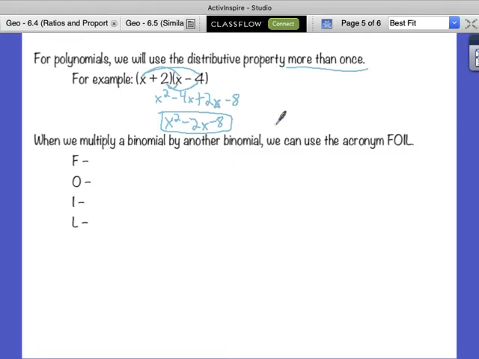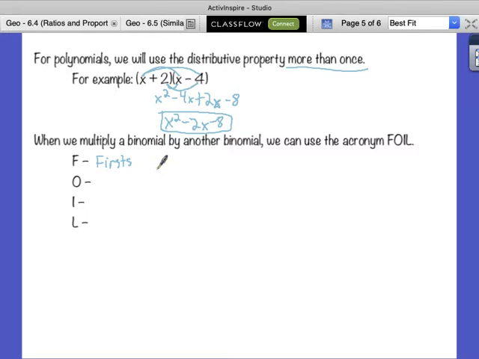Now we have a special name for this, and we call it FOIL. It's an acronym that can help us remember it. So when we multiply a binomial by another binomial, we can use the acronym FOIL. Acronym just means every letter stands for another word. What FOIL stands for is we do our first. You do the first of each parenthesis times each other.